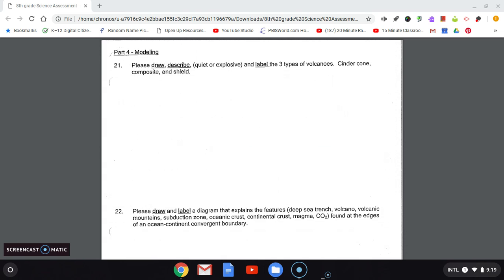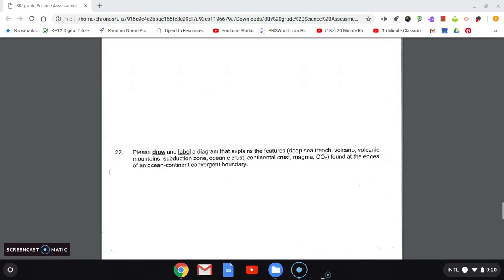Part 4 is modeling. I will read the question and you'll have to hit pause in order to work out your answer. You're going to need to draw, describe, label, those types of things. Number 21. Please draw and describe, quiet or explosive, and label the 3 types of volcanoes: cinder cone, composite, and shield. So hit pause, figure out your answer, and then hit play when you're ready to move on to 22.